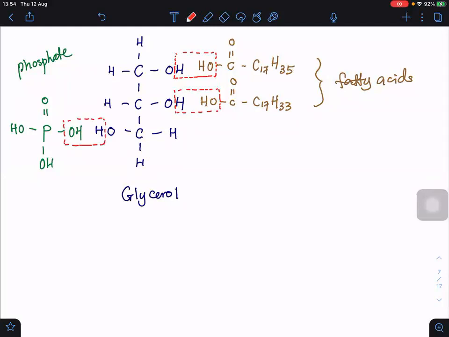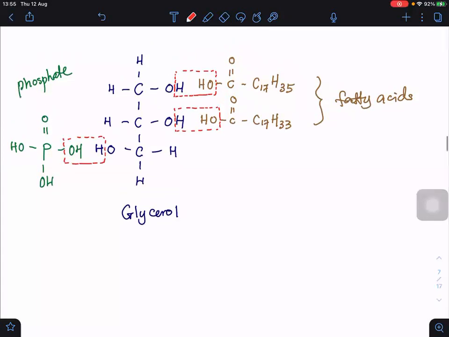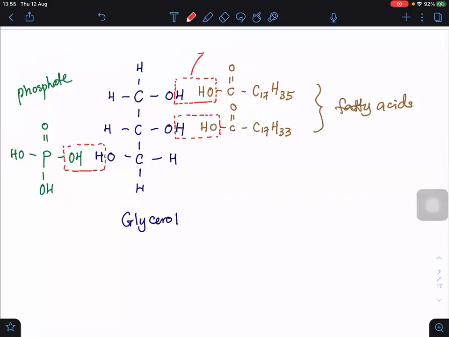Are you clear? Get the idea? So you need to know how to show it. I show this one removed as H2O. So this process is a condensation process. Are you clear? It is a condensation process when you remove the water molecule.